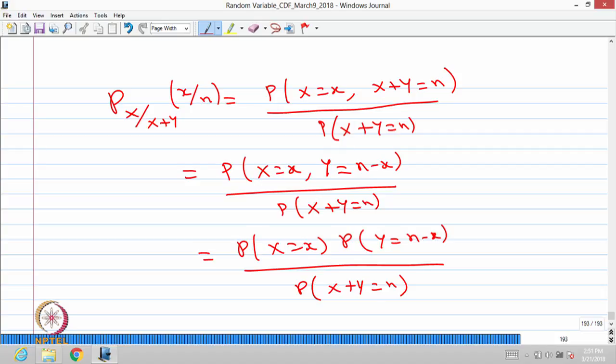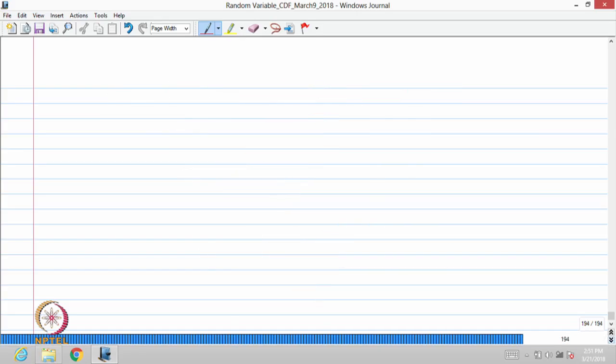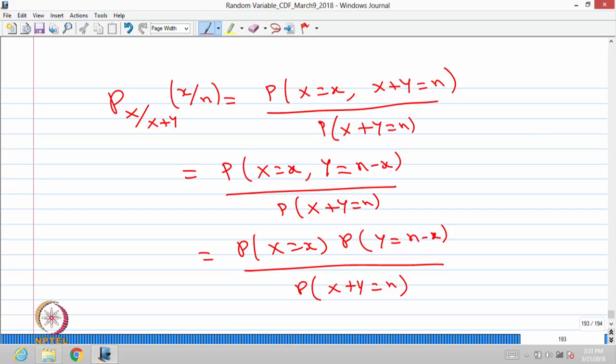Now, we can substitute the probability mass functions for the random variables X and Y. We know that X is Poisson distributed, so you can substitute. Similarly, Y is also Poisson distributed with the parameter mu, so you can substitute its probability mass function. And in the denominator, X plus Y is also Poisson distributed with the parameter lambda plus mu, so you can substitute there also and do the simplification.